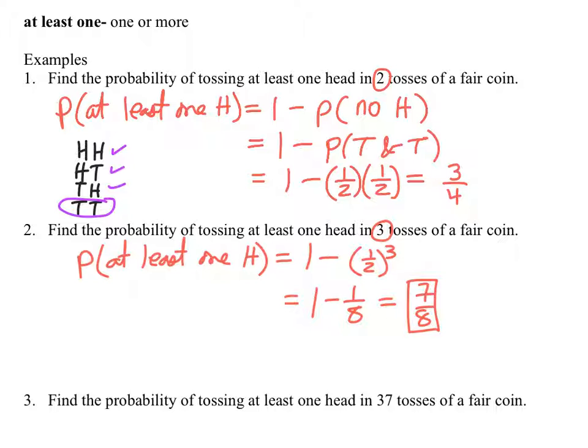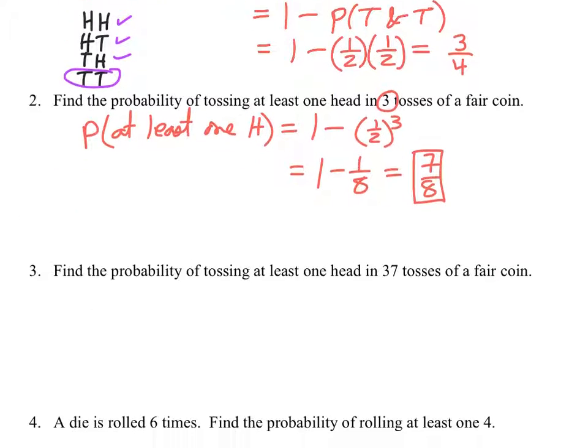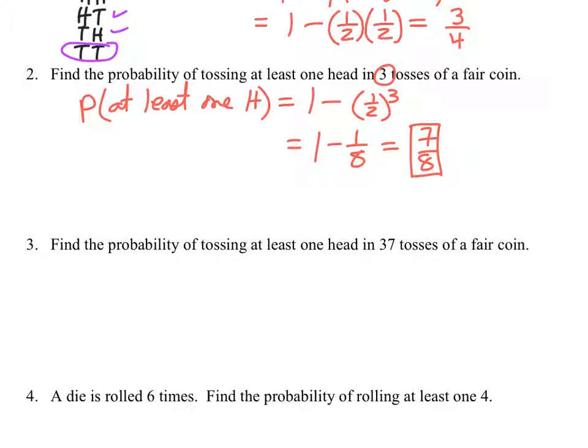All right. Maybe you're fine listing the sample space for 2 tosses of a fair coin, even 3 tosses of a fair coin. Probably not going to be overly thrilled about doing it for 37 tosses of a fair coin. So probability of at least one head. This is where I kind of prove my point. 1 minus 1/2 to the what power? 37th power.